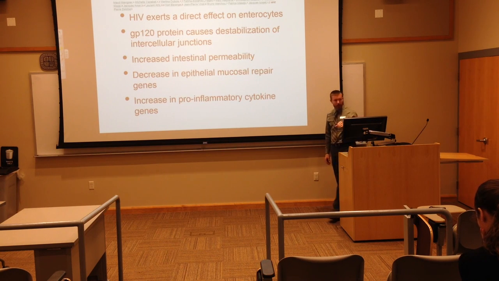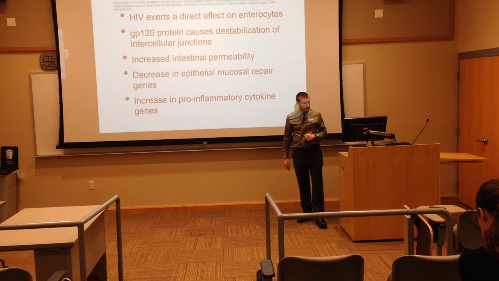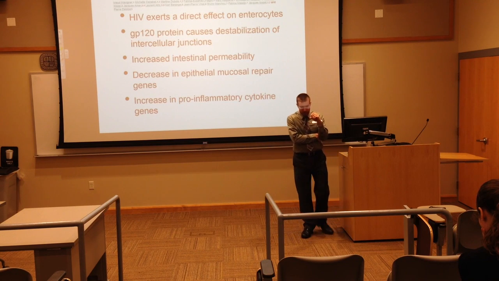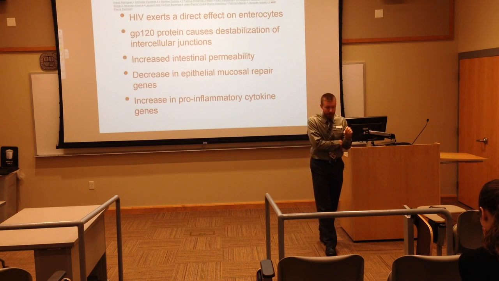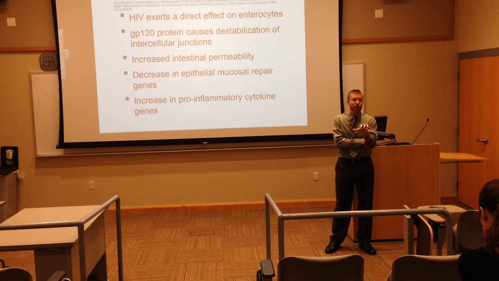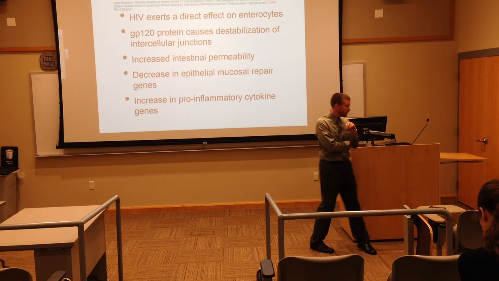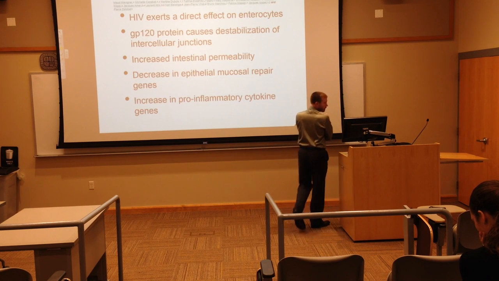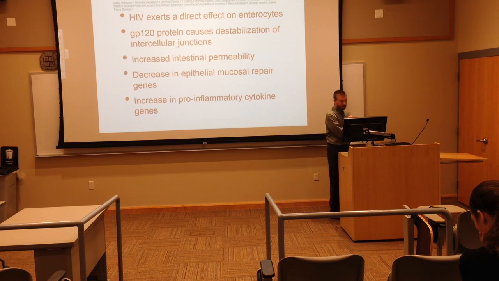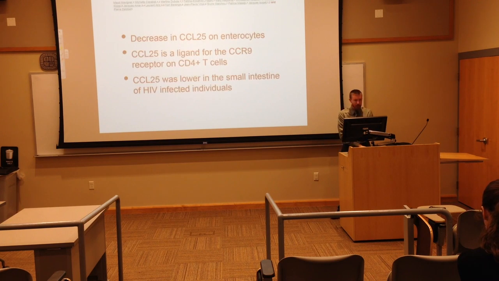And here's research talking about that. GP120, the glycoprotein on the HIV virus, causes direct destruction of the enterocytes itself. So again, we see increased intestinal permeability and an increase in the pro-inflammatory cytokines.